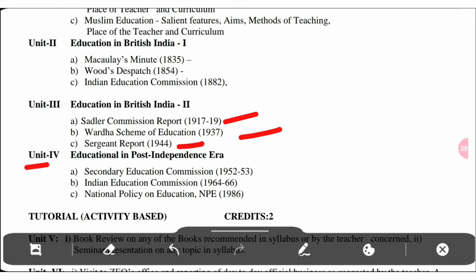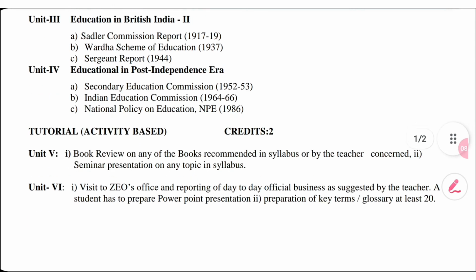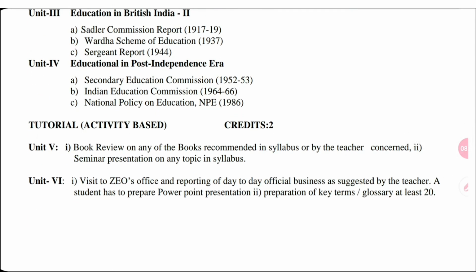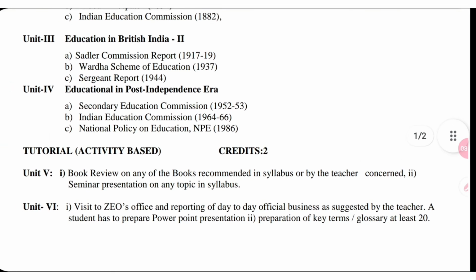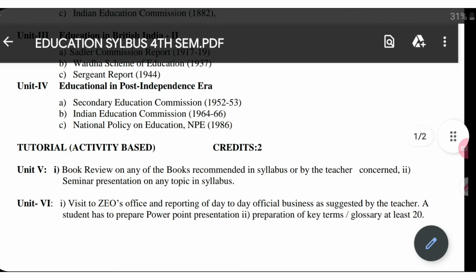Unit 4 is Education in Post-Independence Era, and in this we have Secondary Education Commission 1953, Indian Education Commission 1964-1966, National Policy on Education, that is NPE 1986. And this is the credit second of the syllabus, and this is activity based, that is tutorial.